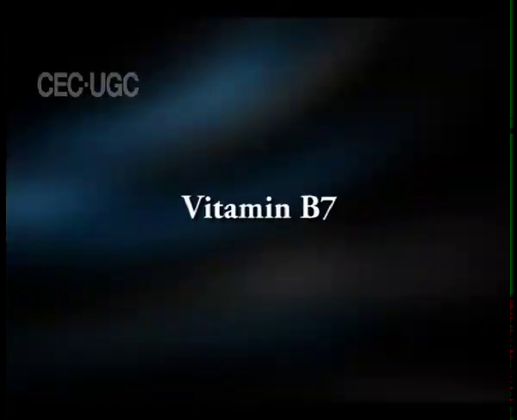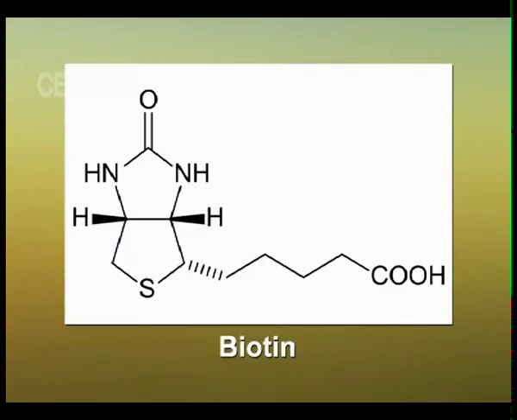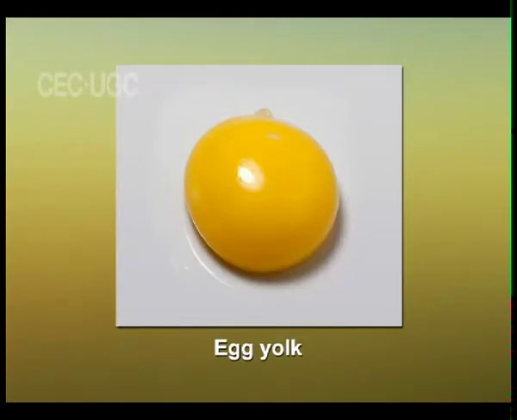Vitamin B7. It is also known as biotin, coenzyme R, vitamin H, or anti-egg white injury factor. It is known as the growth factor for yeast and was isolated from egg yolk by Kogl and Tonnis. It is a heterocyclic sulfur-containing monocarboxylic acid.